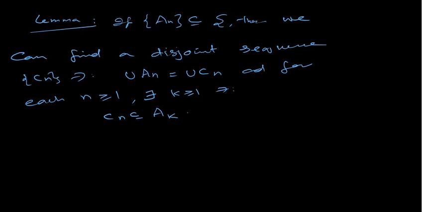इसका स्टेटमेंट आप लिख दीजिए. If we have a given sequence An in semiring S, so throughout this lecture series this S will always denote the semiring. Okay, तो आपने एक सीक्वेंस ली है An semiring S से, so then you can find the sequence Cn, again in S, such that the union An is same as union Cn, and for each n greater or equal to 1 there exists k greater or equal to 1 such that Cn is a subset of Ak.